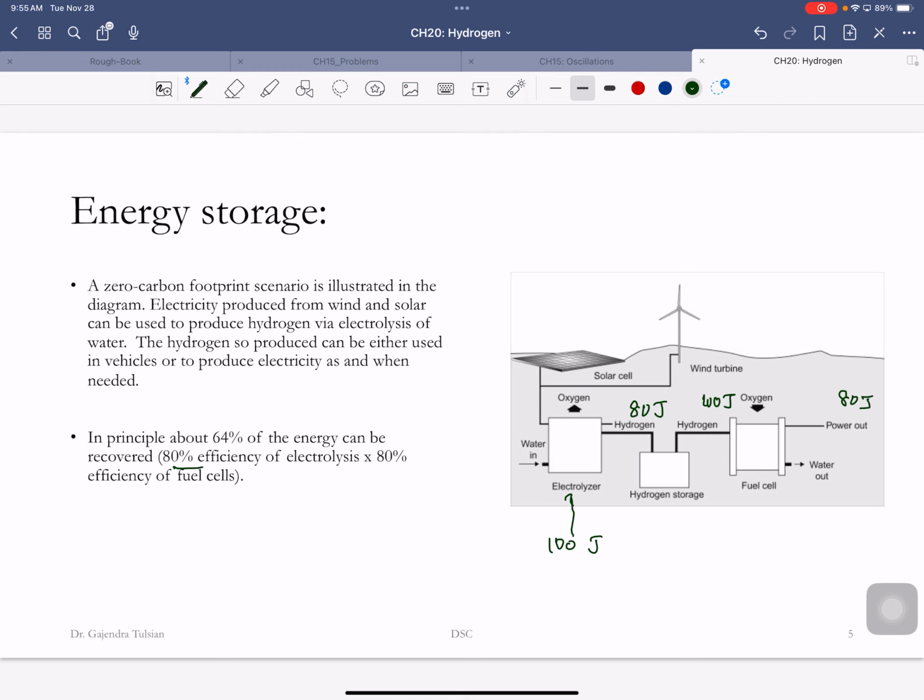So, in net, the net efficiency is 0.8 times 0.8, which is 64%. So what we're saying is if you took 100 joules of electricity to start off with, you get 64 joules of electricity out in this process.